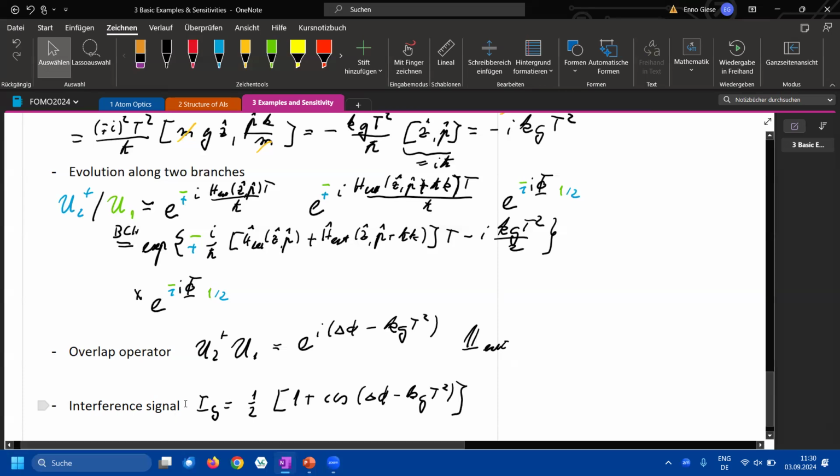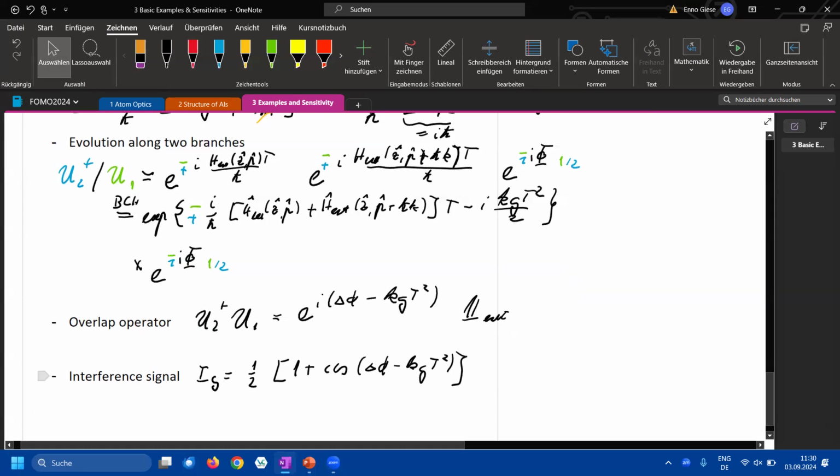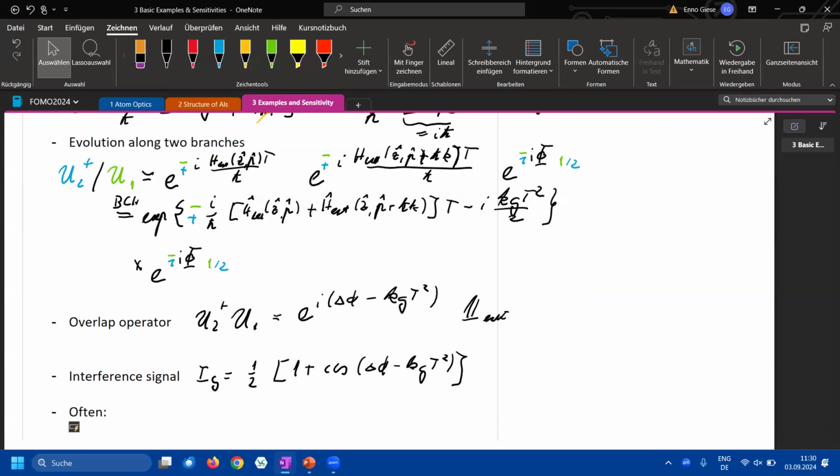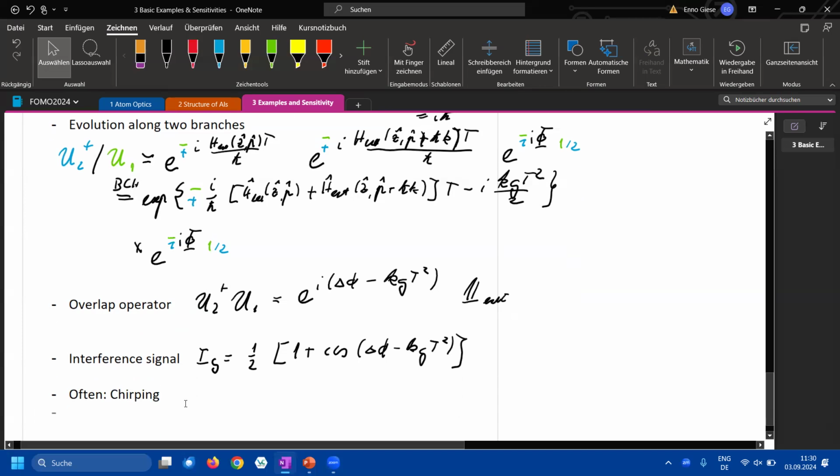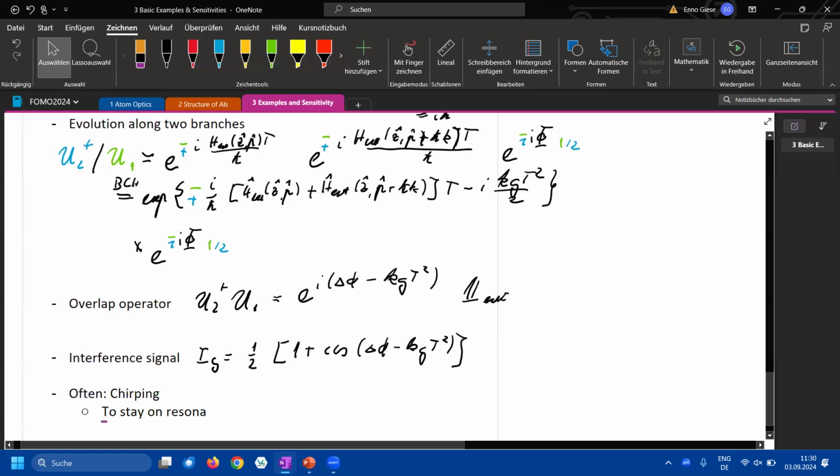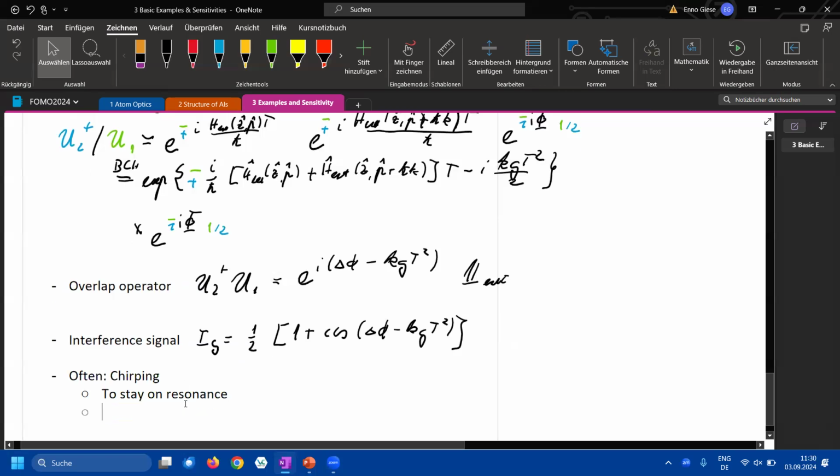And that's also something I hinted at yesterday. Often, and we actually saw that we had to chirp the laser to stay on resonance for each internal transition. Often you just chirp throughout the interferometer. That is first of all to stay on resonance, but also to lock the chirping rate to acceleration.